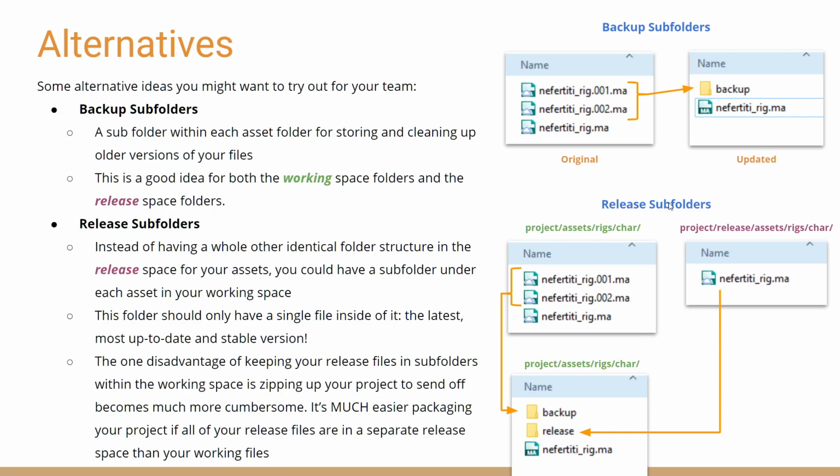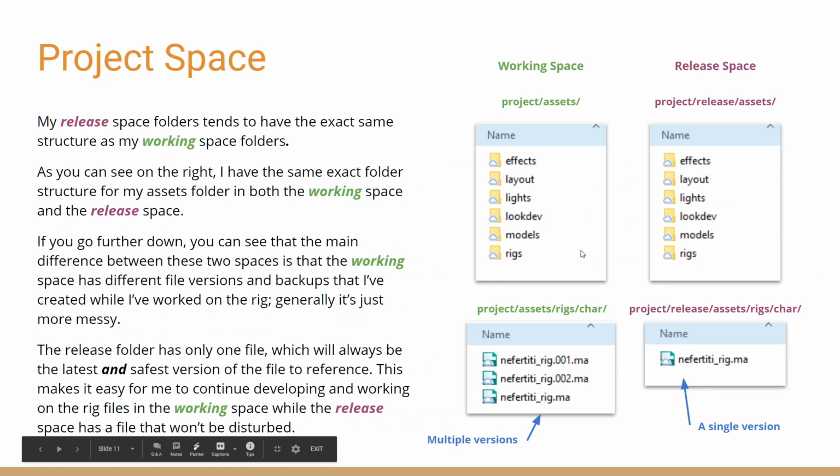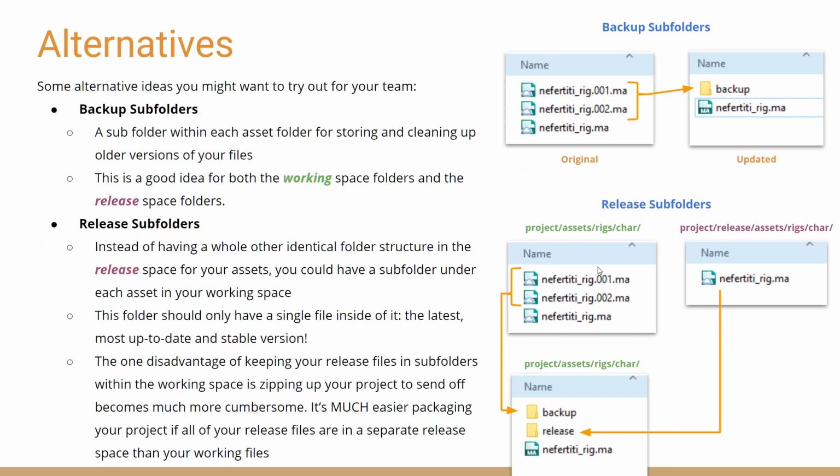So in the release subfolders, you could work in that release folder. So we have our assets folder, shots folder, and we also have our release folder. If you really wanted to, you could also just have a release folder within your main working space. So I'm in my working space, project, assets, rigs, character, and I have my Nefertiti rig, and I have my backup folder, and I can also have a release folder. If you did it that way, then when you're done working on the rig, the person on your team can just go to the assets folder and grab the file from the release folder. So it's really up to you.